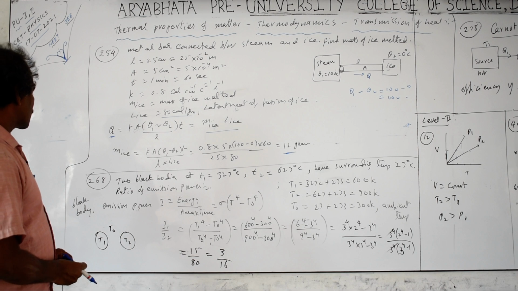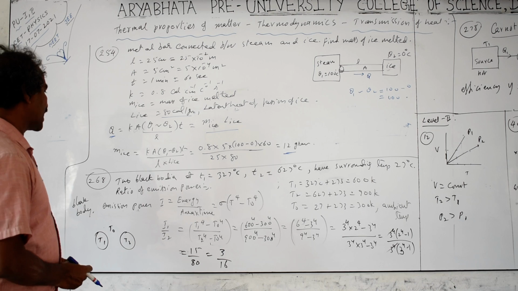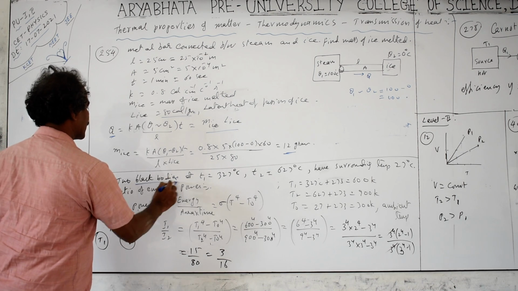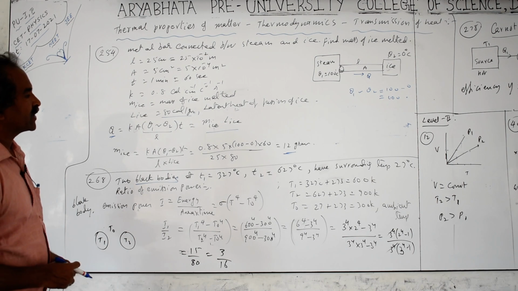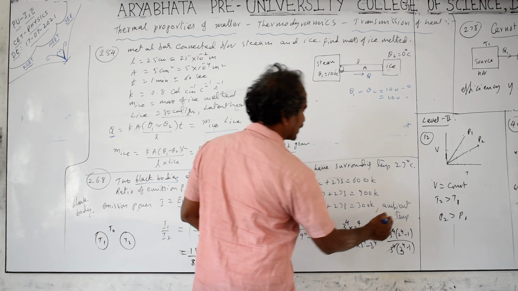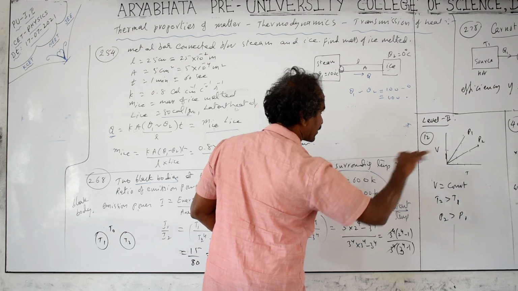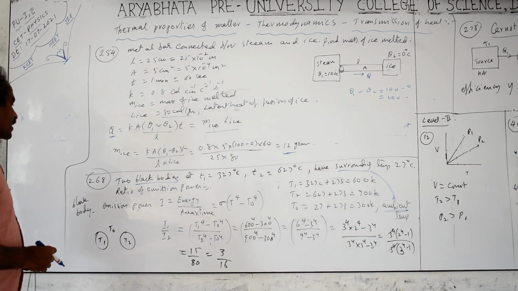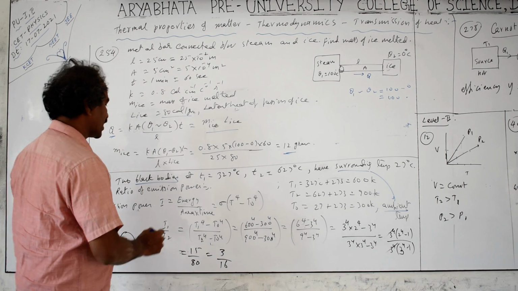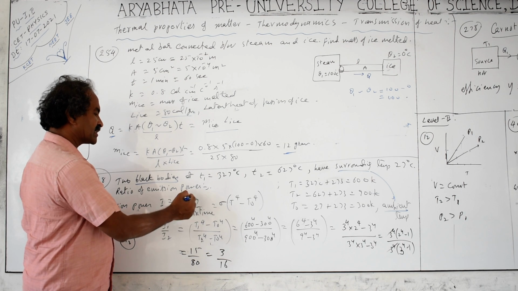Next, this question number 268. Two black bodies at temperatures 327 degrees centigrade and 627 degrees centigrade have a surrounding temperature. The surroundings is also called ambient. The room temperature is the ambient temperature. We are asked the ratio of the emission powers. Emission power is also generally called intensity, meaning the same. The energy radiated per second per unit area is called emission power.